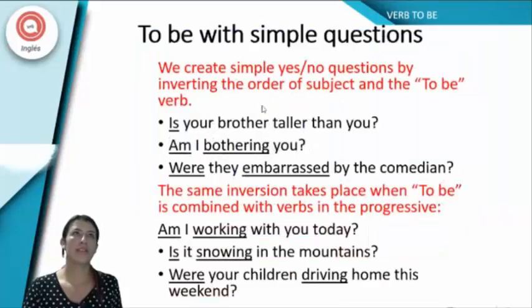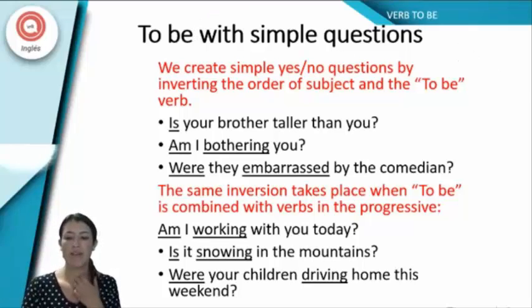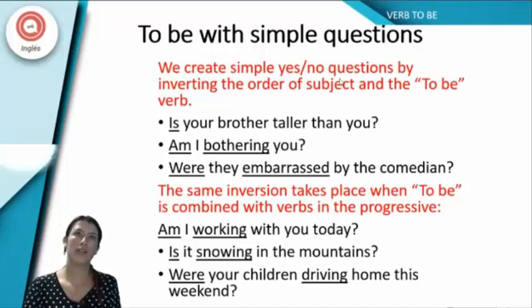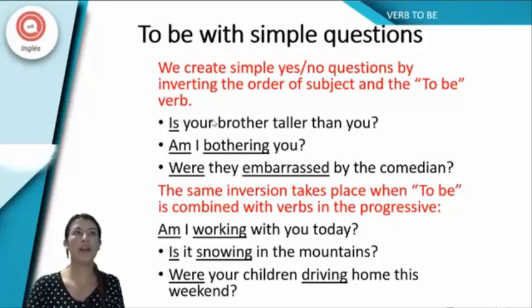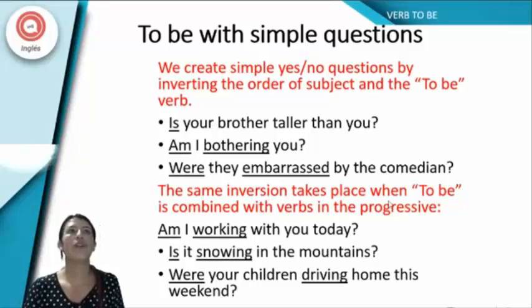So let's check the first. So this is the first case of the use of the verb to be with simple questions. So first we have simple question. We create simple yes or no questions by inverting the order of subject and the to be verb, okay? So inverting, as I was telling you, is your brother taller than you? So first is verb to be and then the subject. If you were going to have it in affirmative, you will say your brother is, okay?